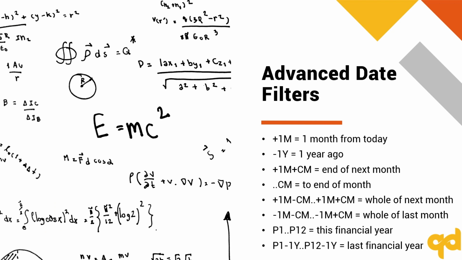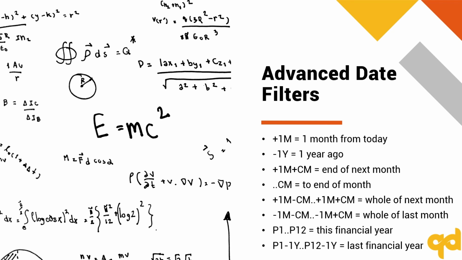We're going to look at some simple ones. So 1 month from today, a year ago, and then we'll start building up slightly more complex ones, end of month, end of next month, whole of a particular month, last month or next month. And then also using this, the Holy Grail, using the accounting periods, particularly if your accounting periods don't match the calendar years. These are really useful filters.